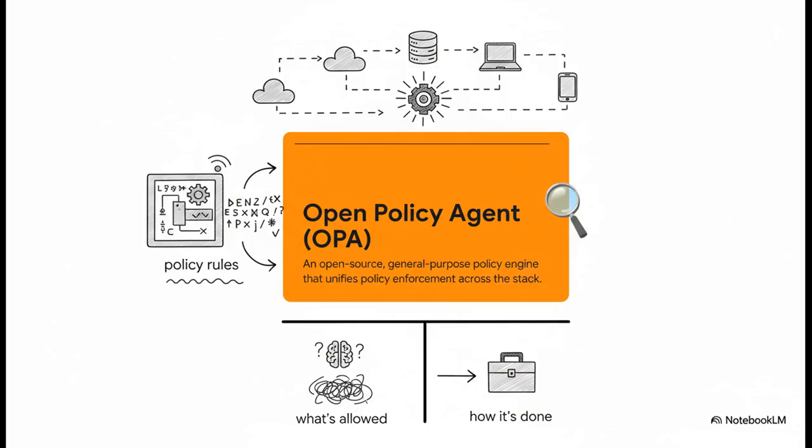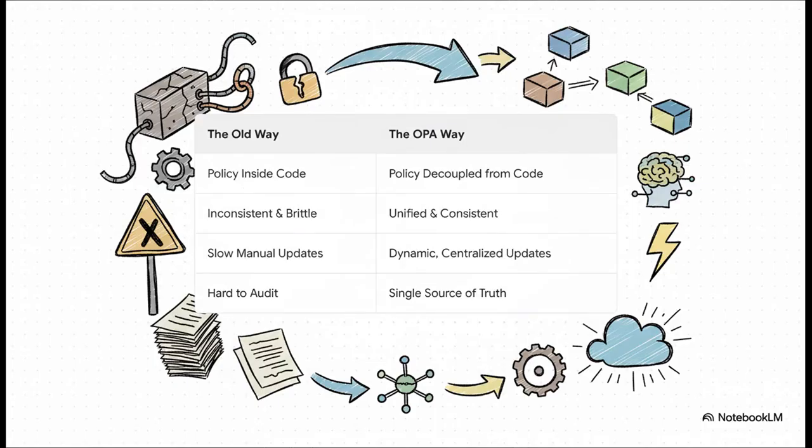At its heart, OPA is kind of like a universal translator for policy. It's this lightweight engine designed specifically for defining and enforcing rules, no matter where you are in your tech stack. It creates this really clean separation. OPA handles the what, like what is actually allowed, while your services focus on the how, the actual implementation. This slide right here really shows the huge shift in thinking, moving away from these brittle, buried policies to a decoupled, consistent, and dynamic approach. Instead of slow, manual updates, OPA gives you a single source of truth that you can update in real time. I mean, this is a total game changer for both your speed and your security.